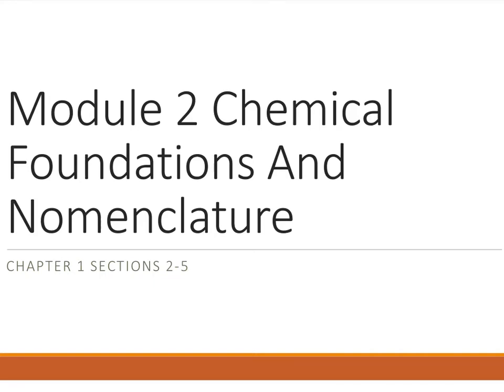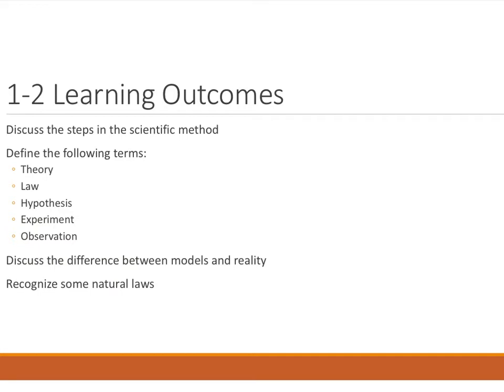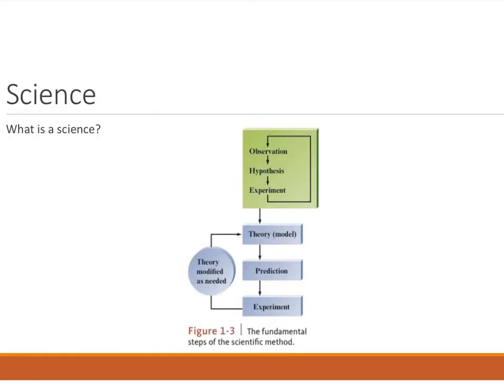In Module 2, we're going to talk about the chemical foundations and chemical nomenclature from Chapter 3, Section 12. So we're going to start off with 1-2. 1-1 is not applicable to our discussion. So we want to be able to discuss the steps in the scientific method, define the following terms: theory, law, hypothesis, experiment, and observation, discuss the difference between models and reality, and recognize some natural laws.